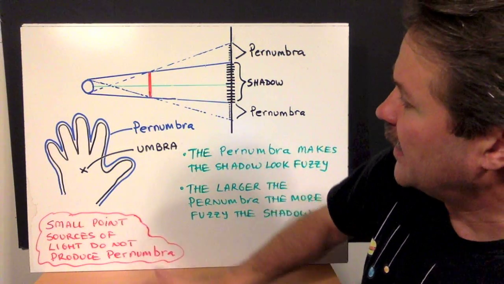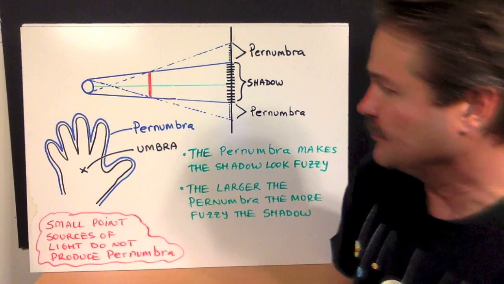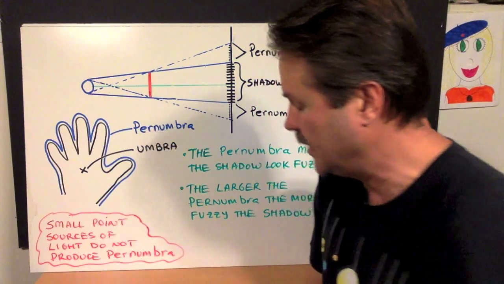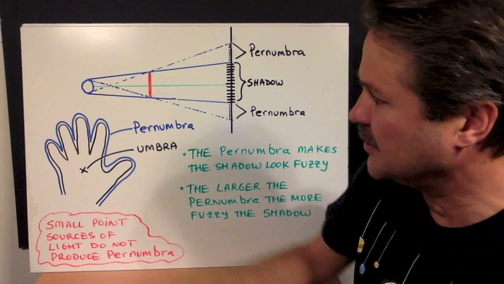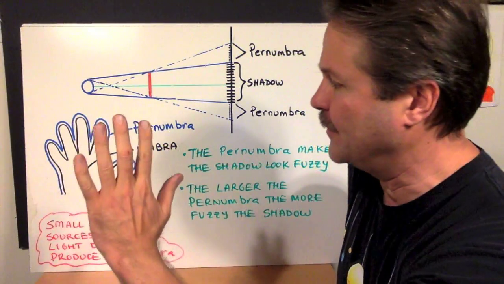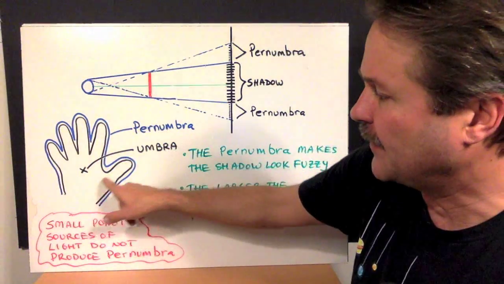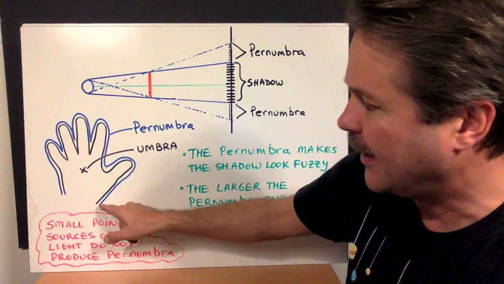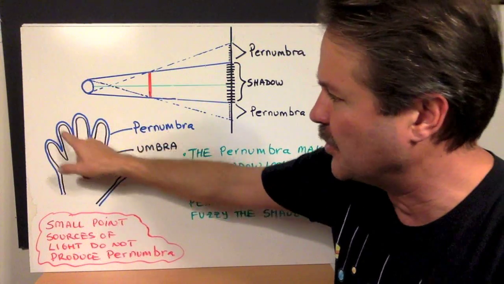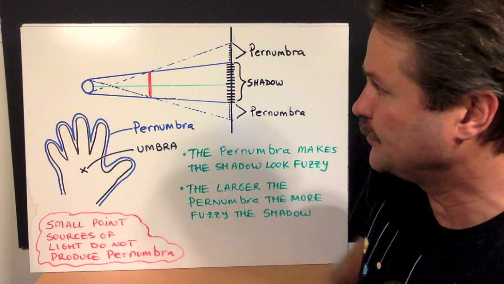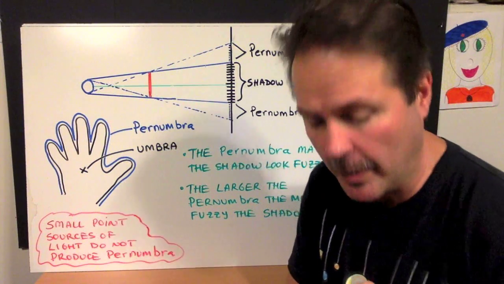So if I project an image of my hand, I'll see the same thing. Depending where I have my hand, I will definitely have some sort of a shadow, and it'll be surrounded by a fuzzy part called the penumbra. Now, why does the penumbra form?